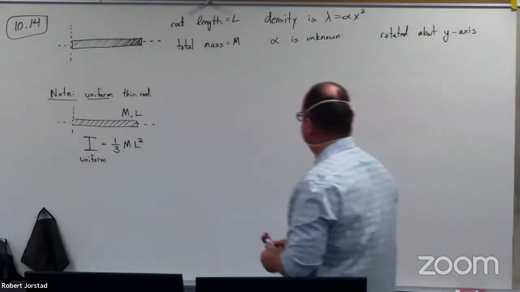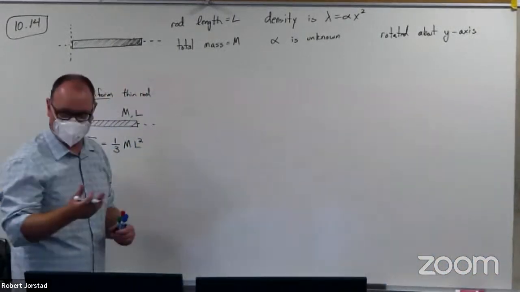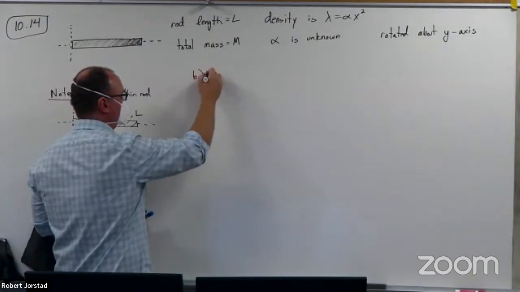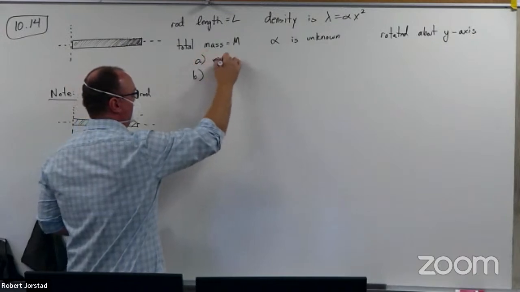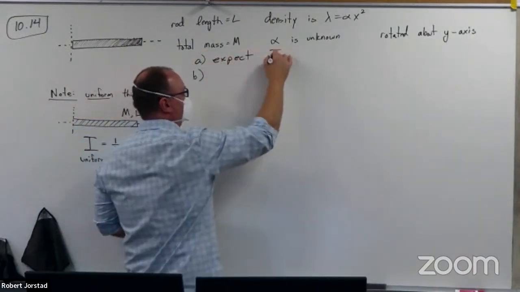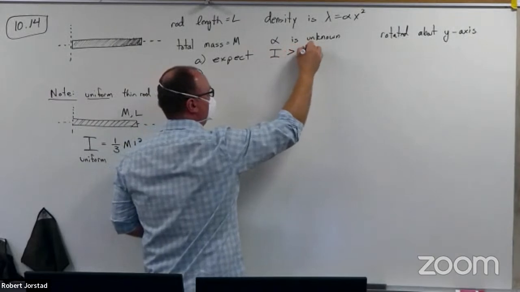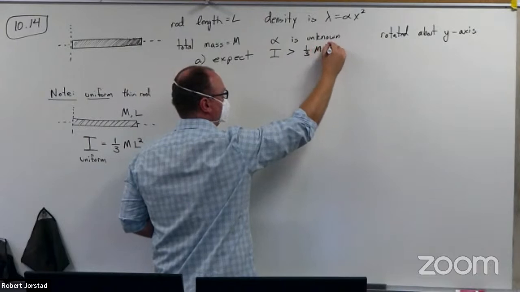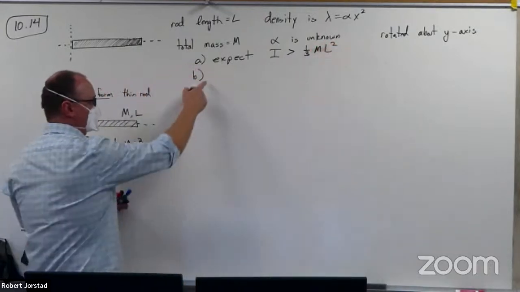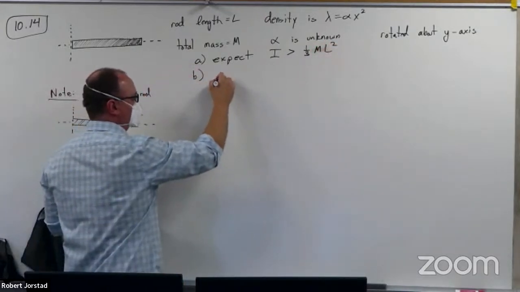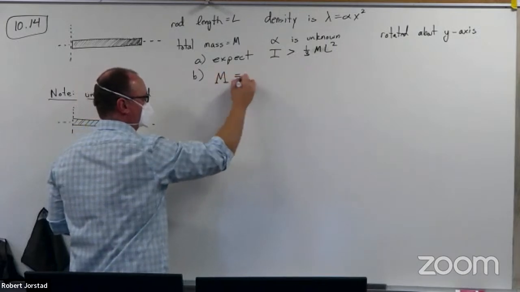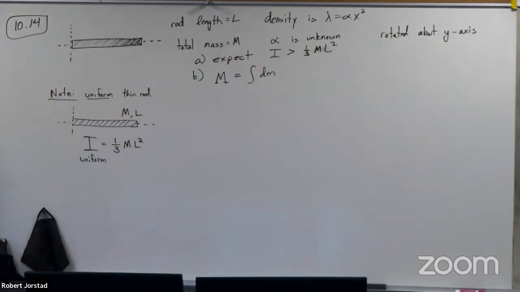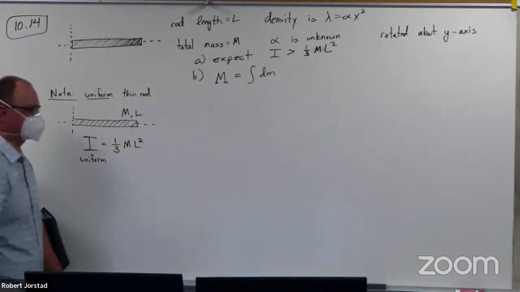Total mass. This shows up on a lot of test questions, and I've seen some people stumbling on this. So A, we expect I greater than 1/3 m L squared. That's what we just discussed. B, mass equals the integral of dm. I want that to be second nature to you. This should be second nature, right?